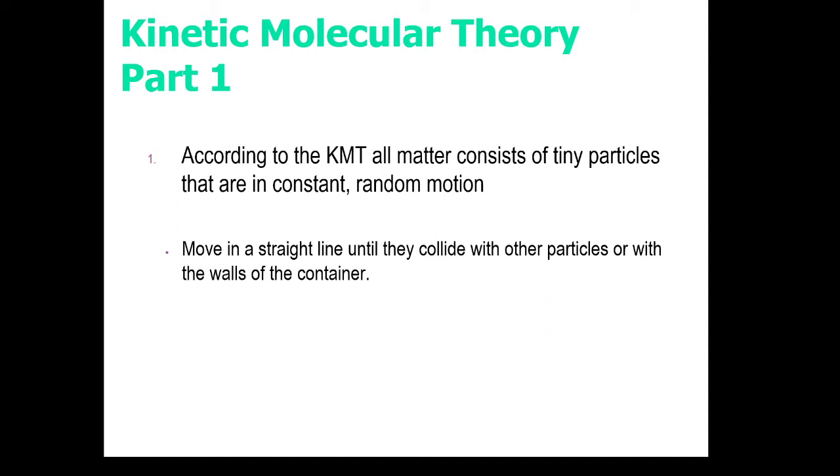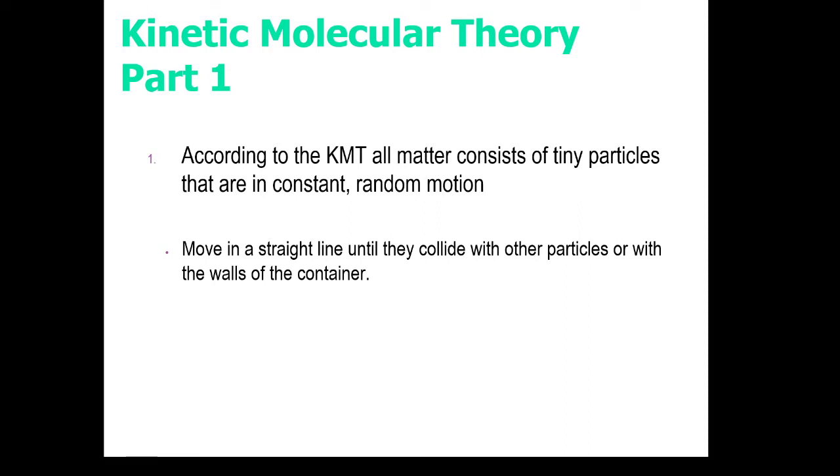All matter consists of tiny particles that are in constant random motion. Sometimes you see that random motion in biology as Brownian motion. They move in a straight line until they collide with other particles or the walls of the container holding them. So we don't move in zigzags or curves. The first thing is that our gas particles are in constant motion. They move in a straight line.